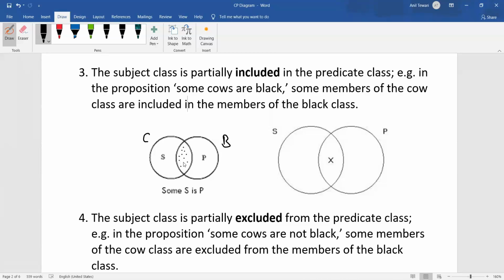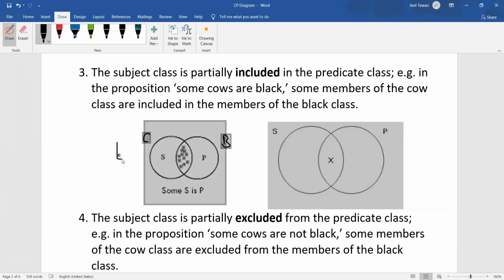That means in the common area there are cows which are black. So some cows are black can be represented in this way, or by using a Venn diagram we can have just a cross in between the common area. So this is called I proposition. I proposition, some cows are black.